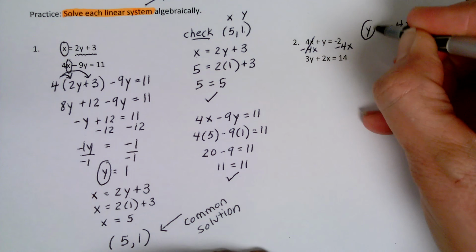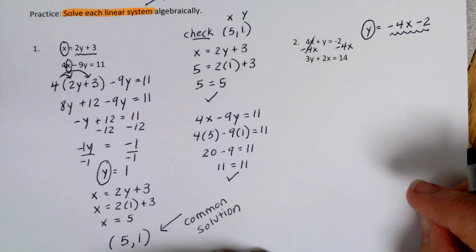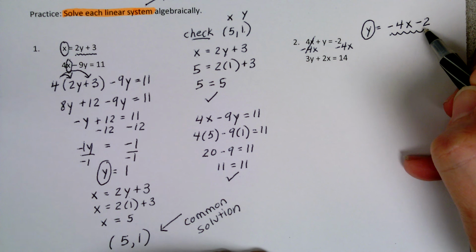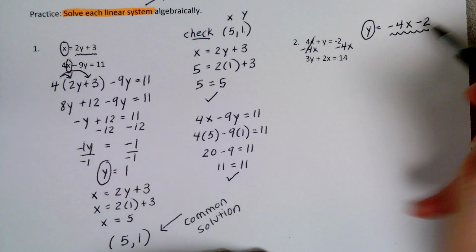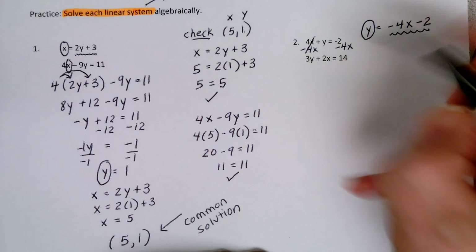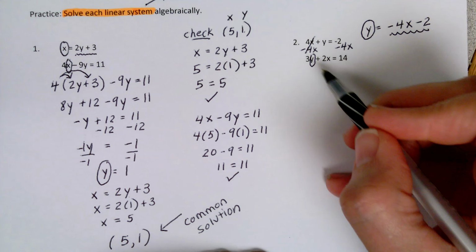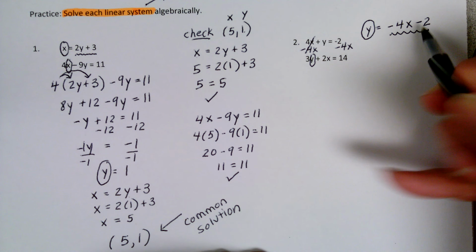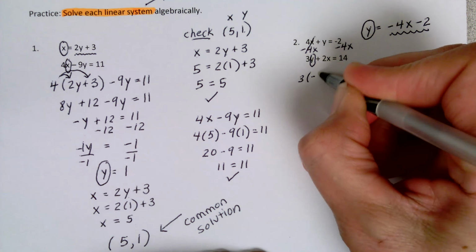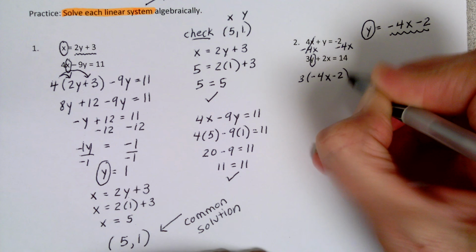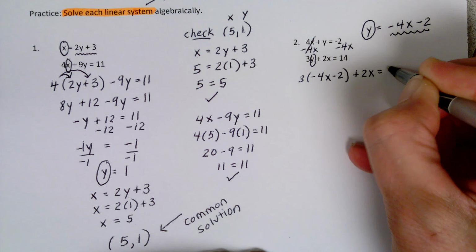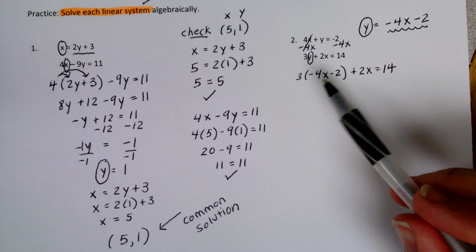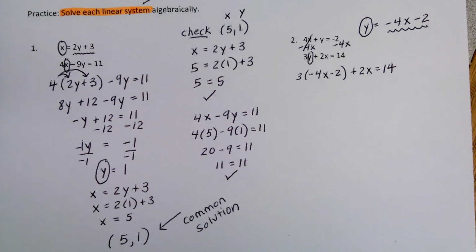I know that y has the same value as negative 4x minus 2. Wherever I see y, I can replace it with its equivalent value. So I take a look over here, I say, oh, I see y. So instead of writing y, I'm going to write its equivalent expression. 3 times negative 4x minus 2, plus 2x equals 14. Okay, I'd like you to pause the video, distribute this, and solve for x. Let's see what you get.